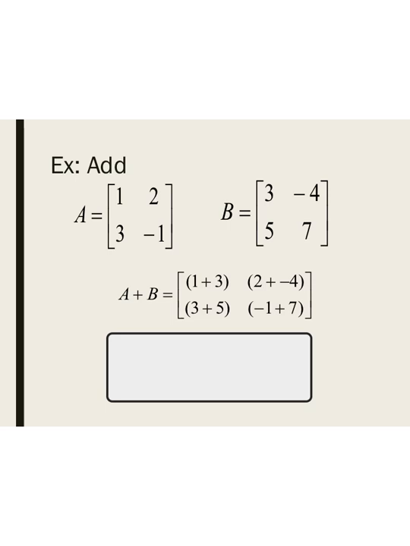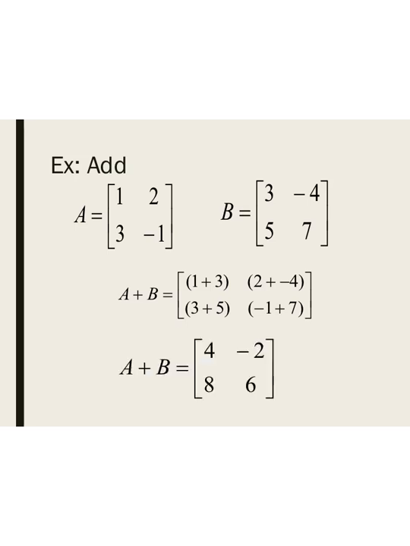Again, I have A11 and B11. Then I have A12 and B12. And then A21, B21, A22, and B22. So I have all the elements in the same position. When I go ahead and finish simplifying that, I get my final answer of 4, -2, 8, and 6. So again, just to illustrate, I'm adding elements in the same spot. So I took the 1, added it to the 3. I took the 2 and added it to the -4, and so on.